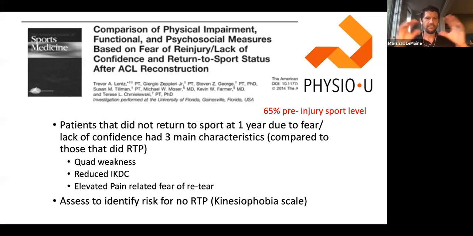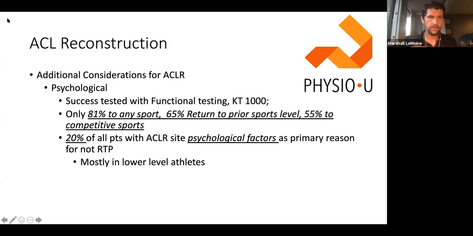So if I kind of recap where we are, we need to make sure people are safe to return, so less risk of re-tear, but also we need to make sure they're confident to return, so they do go and return. Okay. So this kind of talks about those psychological things. And so 81% return to any sport, 65% to prior level, 55% to competitive sports. Right? 20% of all patients actually stated that psychological factors were a primary reason that they did not return.